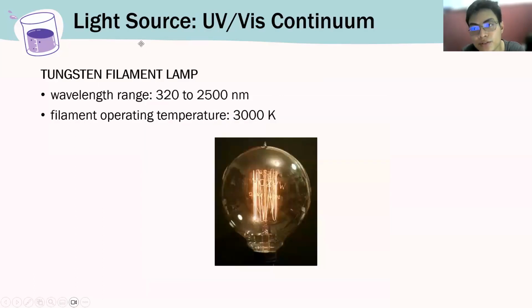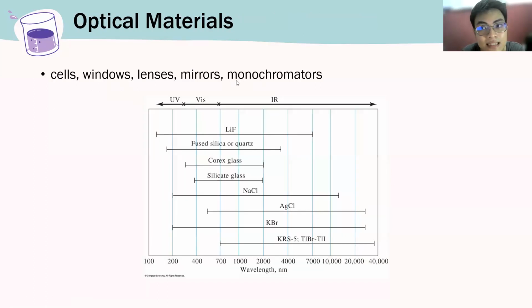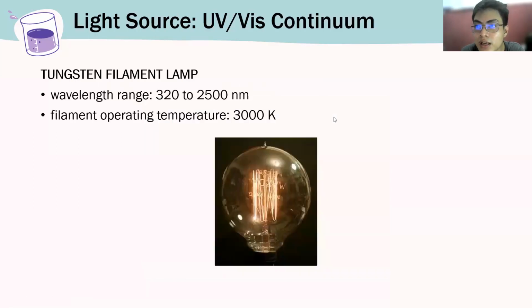Now, let's talk about the parts, like earlier. You need to choose the right glass and the right material so that it's compatible with your certain wavelengths. Another consideration to keep in mind is the light source. If you're doing UV-vis analysis, you can use the tungsten filament lamp. Its operating wavelength is from 320 nanometers, which is ultraviolet, to 2,500 nanometers, which is about infrared already. This is commonly used in UV-vis instruments.